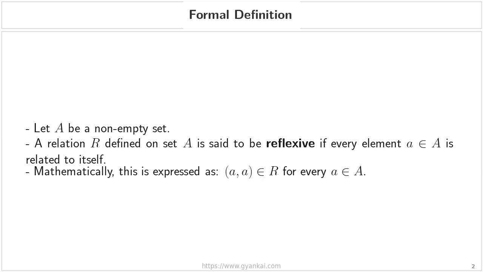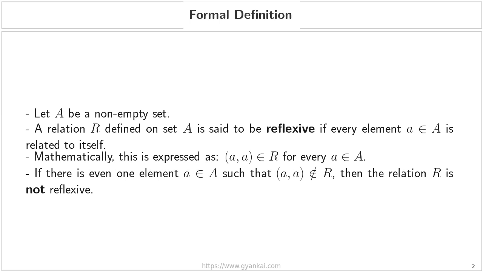To express this mathematically, we say that the ordered pair (a, a) must be an element of the relation R for every element a in set A. It is crucial to understand that this is a strict requirement. If there is even one single element a in set A such that the ordered pair (a, a) is not an element of the relation R, then the relation R is not reflexive. With this formal definition established, we can now proceed to the next slide, where I will show you the specific logical steps to determine whether a given relation is reflexive.